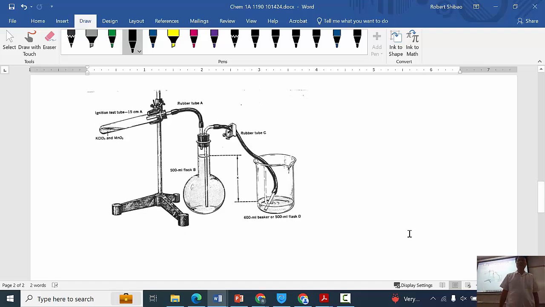So this is the experimental apparatus you're going to use here. So let me talk about setting it up. Here's our KClO3. It's not pure KClO3. It's KClO3 mixed with the inert stuff. It would work if it's pure KClO3, but then we'd know it's 100% KClO3 from our calculations. Plus MnO2 catalyst. Ignition test tube. We're not going to ignite it. We're just going to heat it up. We don't want it to ignite. We don't want it to explode.